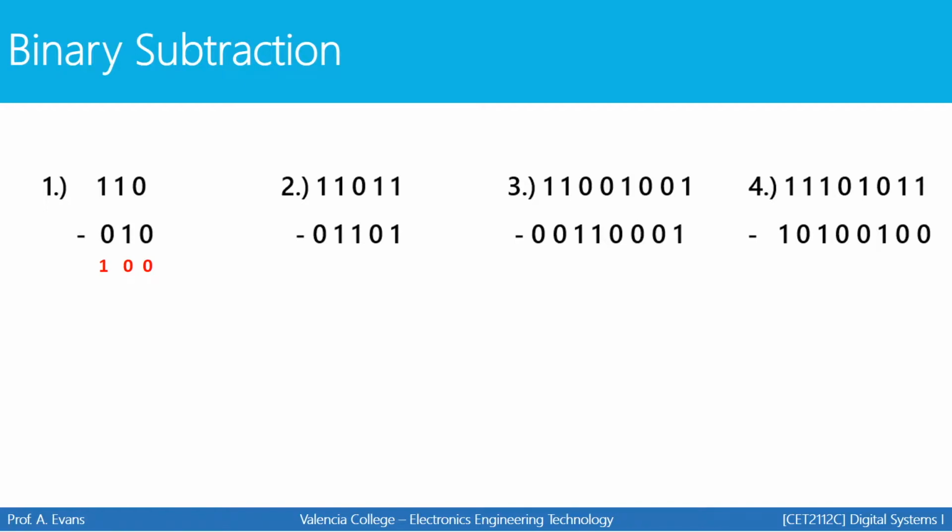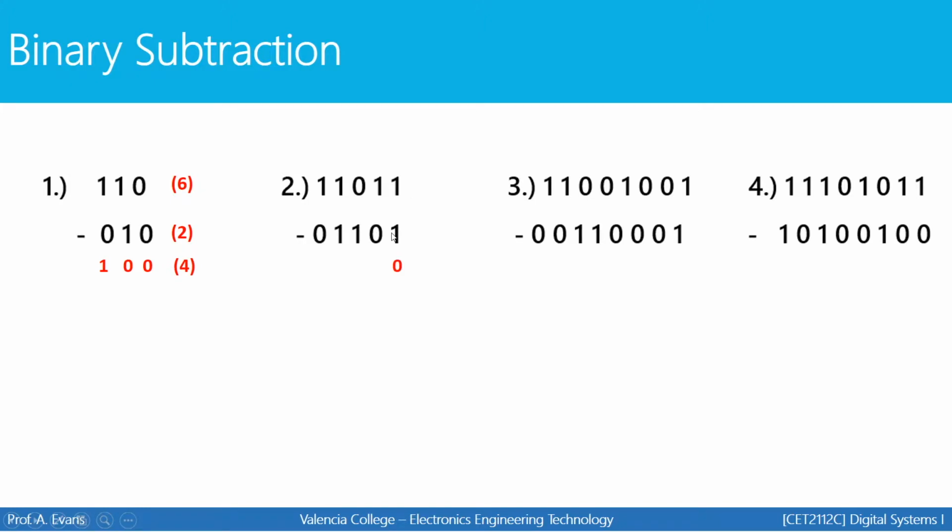And if we check our work by converting to decimal, 110 is 6. 010 is 2. 6 minus 2 should equal 4. And that is correct because we have 100, which is 4 in binary. Now let's look at an example where we're going to have to borrow. Again, we're going to start from the right for example number 2, and move to the left.